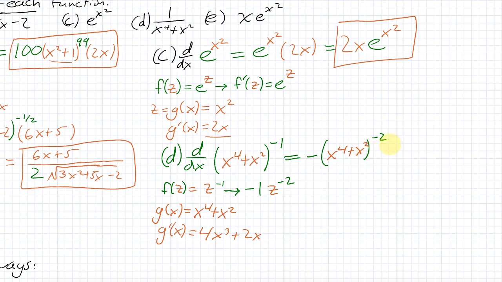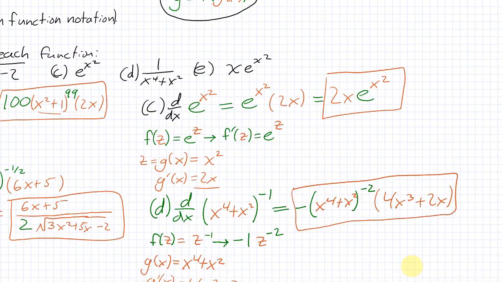And then that all gets multiplied by the 4x cubed plus 2x. And that's your answer. And you could write it differently if you want as a fraction, using the -2 exponent to put that in the denominator of the fraction if you want. But it's not totally necessary.